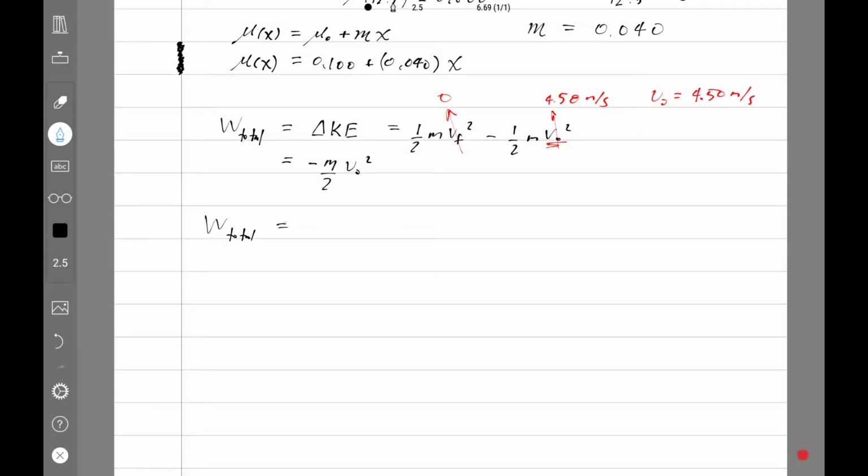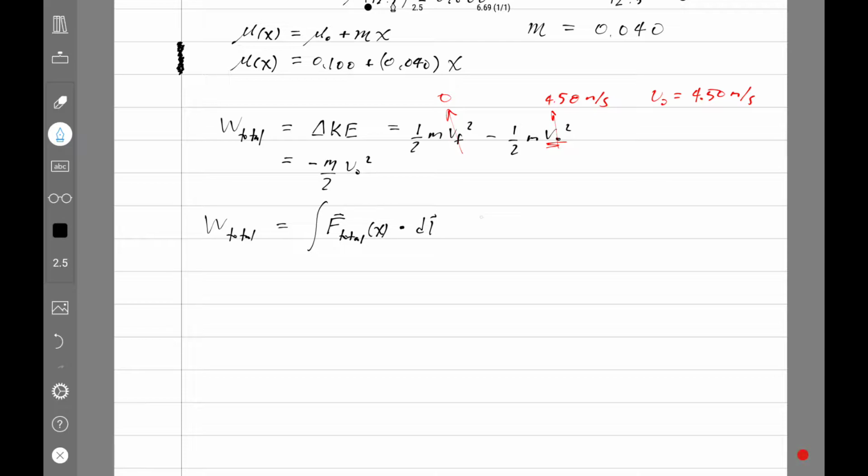The total work done is due to the total force. But in this case, that total force depends on x. So I'm going to put that there. And therefore, I can't just multiply by a distance. I have to use a differential displacement here. And what are the limits of integration?